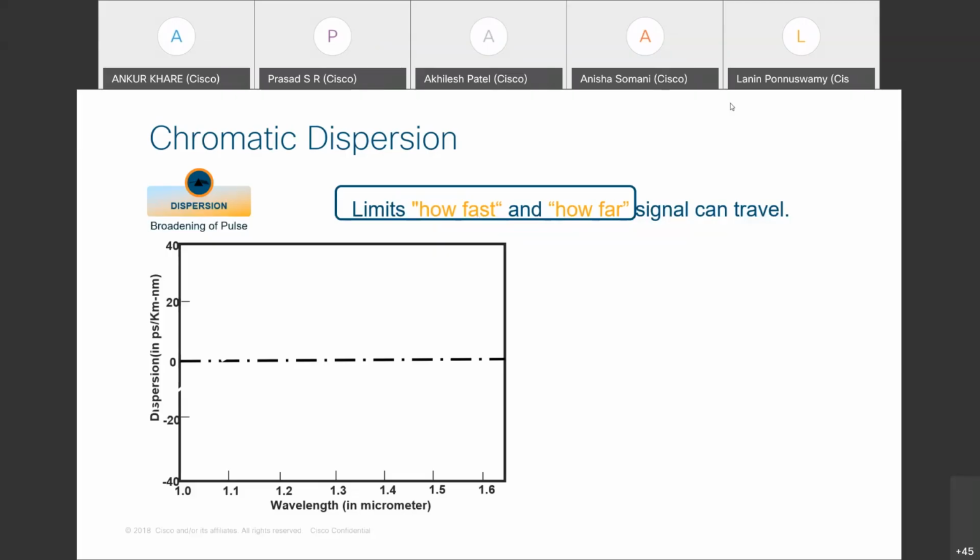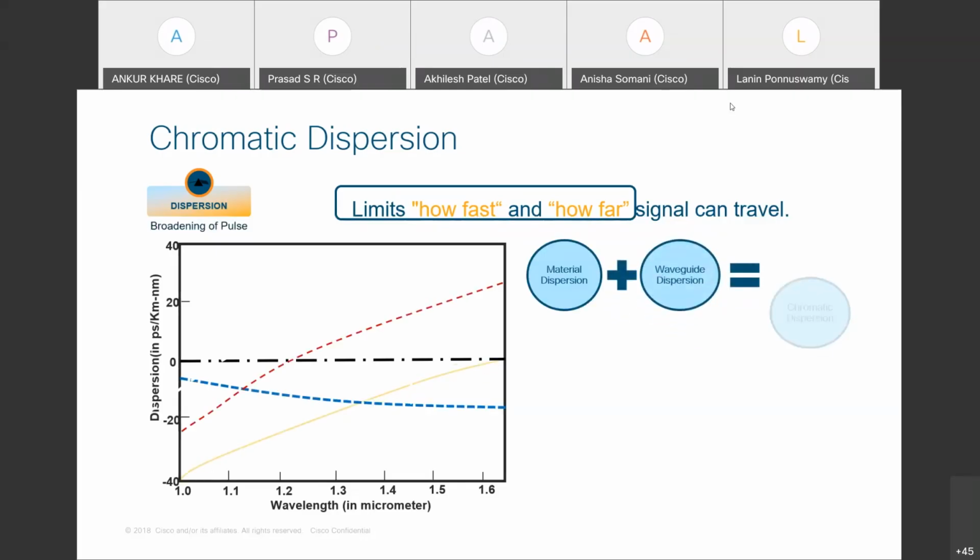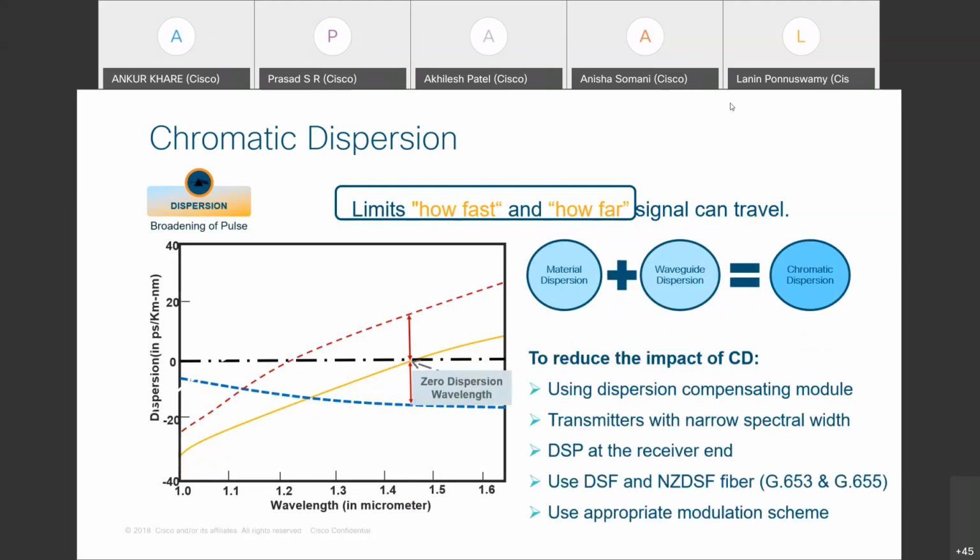Okay, so the chromatic dispersion, simple definition again: material dispersion plus waveguide dispersion happens, and then chromatic dispersion. So we have different wavelengths traveling within the fiber, and those wavelengths reach the receiver at different times. Okay, so due to that differential delay, you might have dispersion.